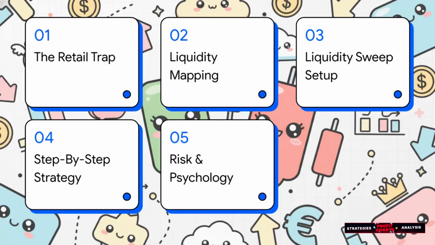Here is our roadmap for today. We'll cover the retail trap, understanding liquidity mapping, the liquidity sweep setup, our step-by-step entry strategy, and we'll wrap up with risk management and psychology. Let's jump right in. Part 1.